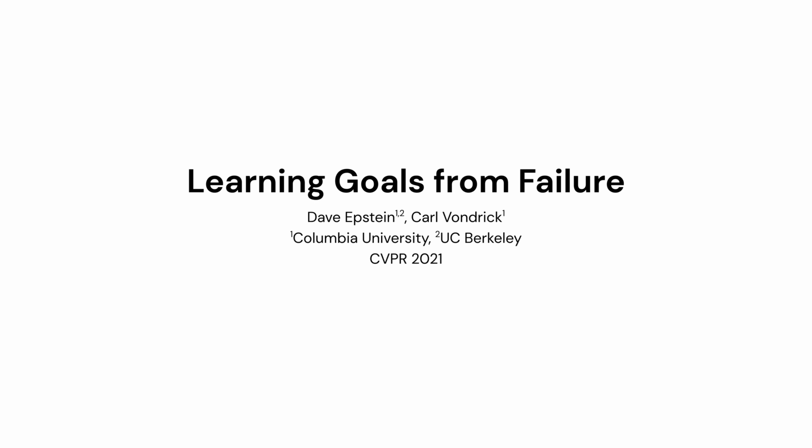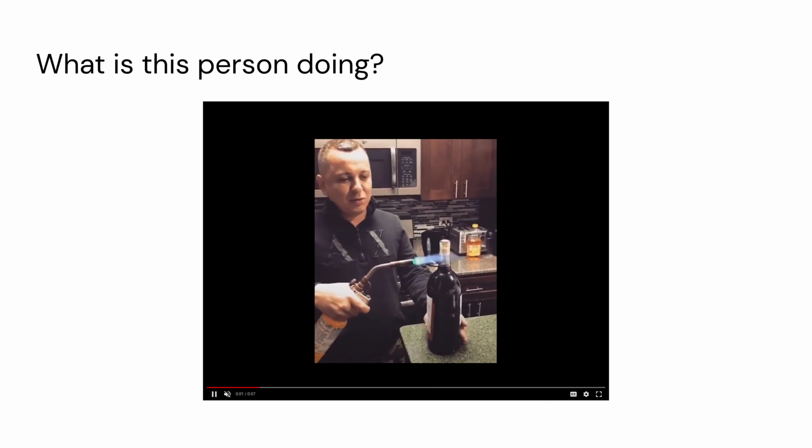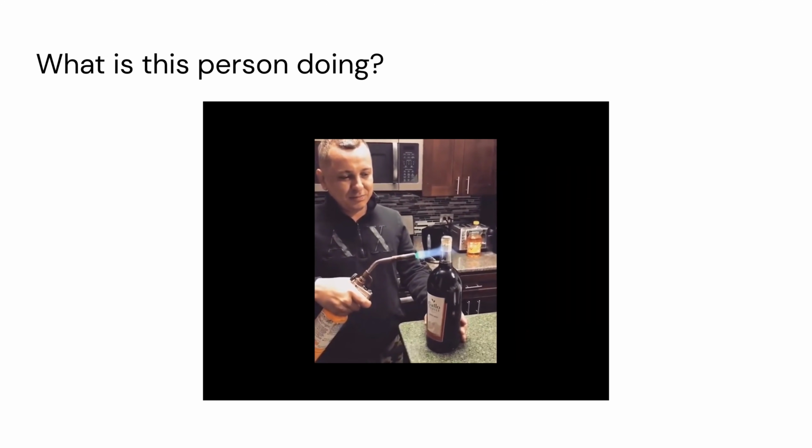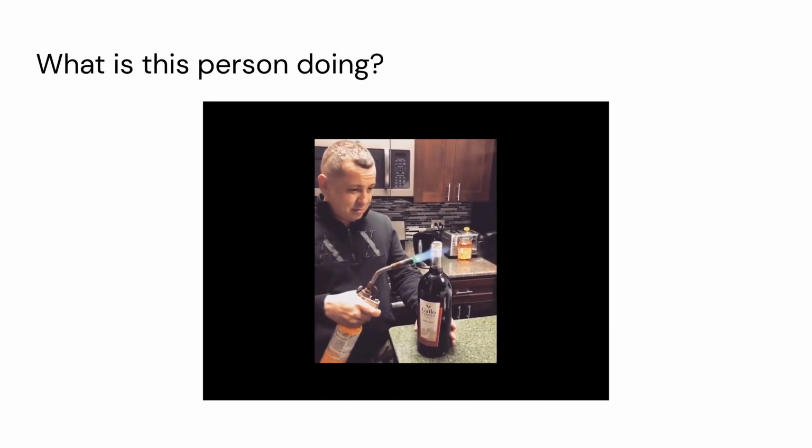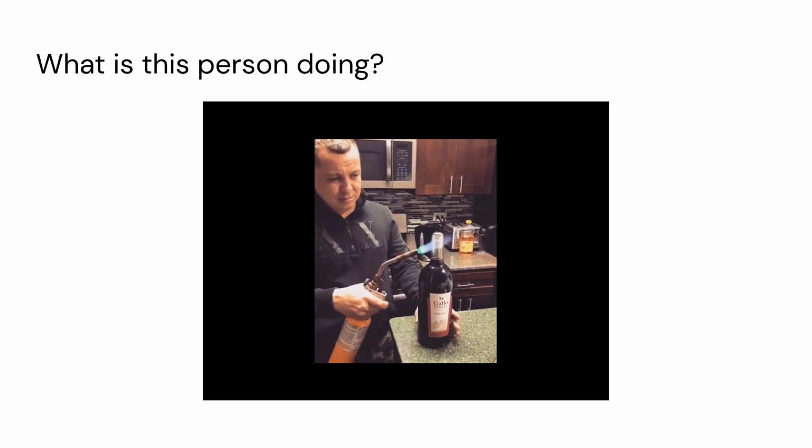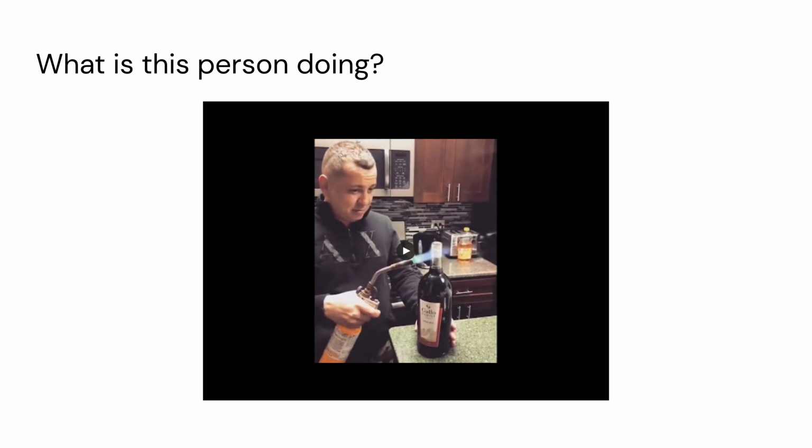In this talk, we'll describe a method to learn video representations of goals by observing failure. What is this person doing? While only a quite strange action is observable, heating up glass with a blowtorch, we still view it as sensible since we focus on the context of the goal behind it: to open up the wine bottle.